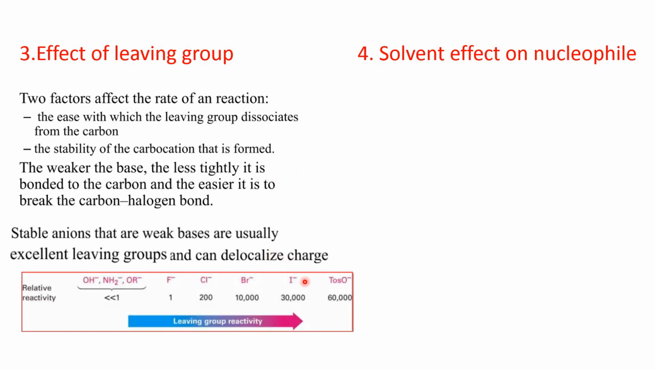So, iodide is the best leaving group because it's the weakest base among all these halides. Then comes bromide, then chloride, then fluoride.